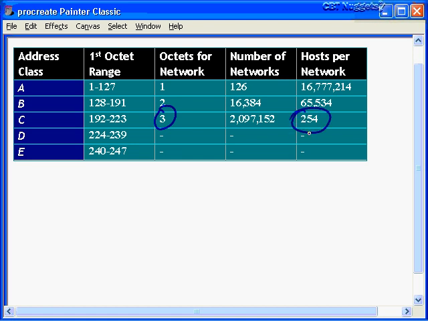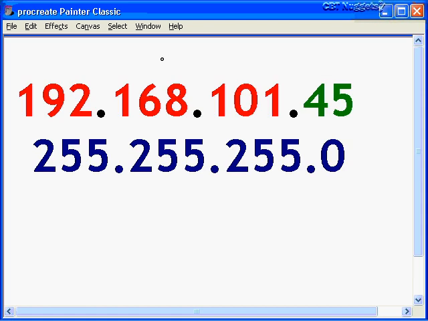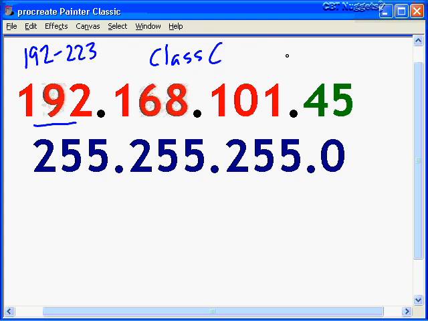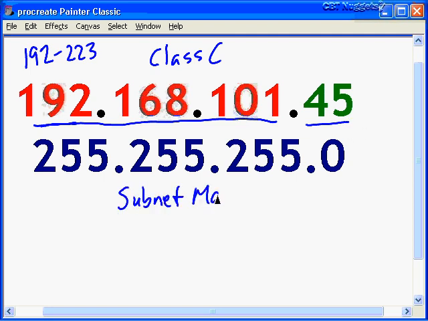Let's jump to a Class C example real quick. Here's a Class C address. How do we know that? Because of the value of the first octet. It's between 192 and 223. We also know from the table that for a Class C address, the first 3 octets represent the network, which gives us over 2 million possible networks, but then the last octet is used for the host. And you can see here in our subnet mask that it represents that exactly.